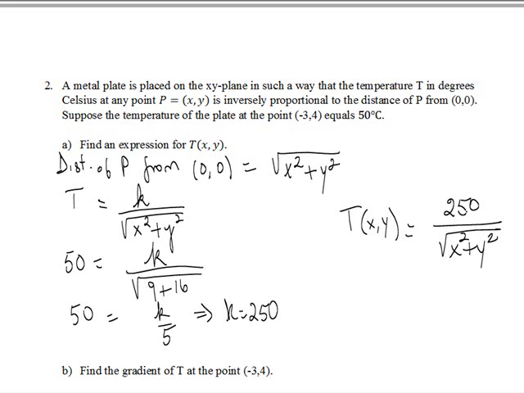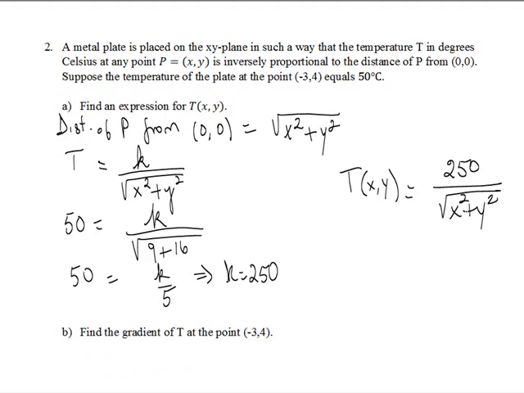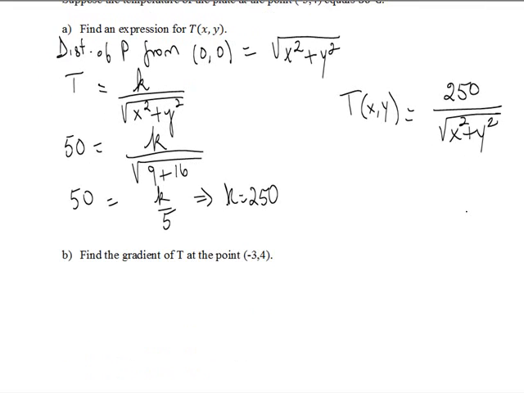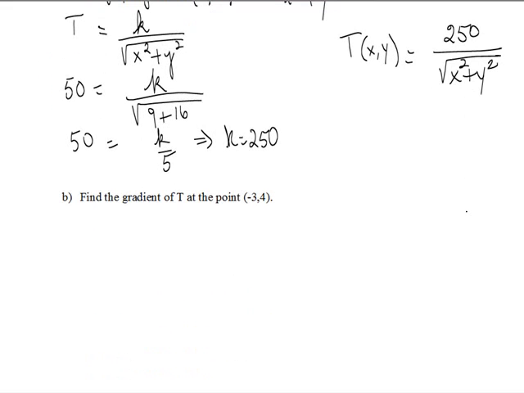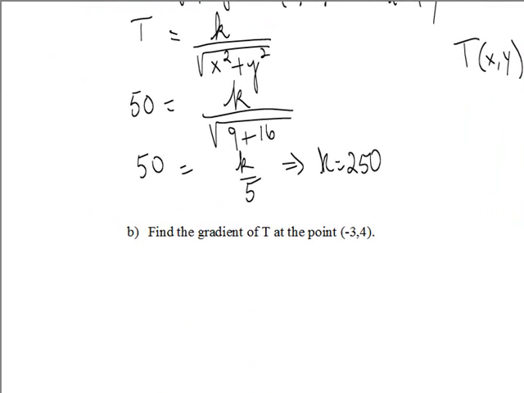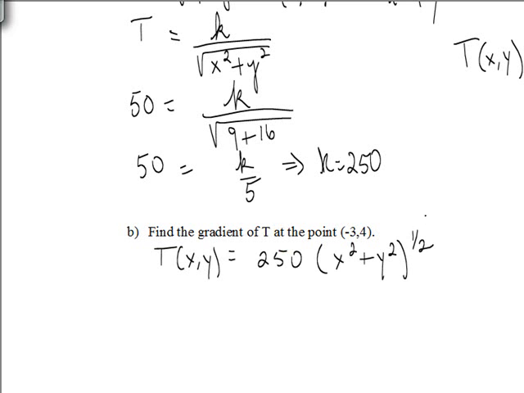B. Thank you. Find the gradient of T at the point (-3, 4). So you know we have to find the partials. Now let's rewrite that function using exponents. T of (x, y) is equal to 250 times (x squared plus y squared) to the -1/2. It's easier to do it that way. Now let's find the gradient, so let's find the partials. T with respect to x. You did -1/2. Negative, thank you very much. Very good.